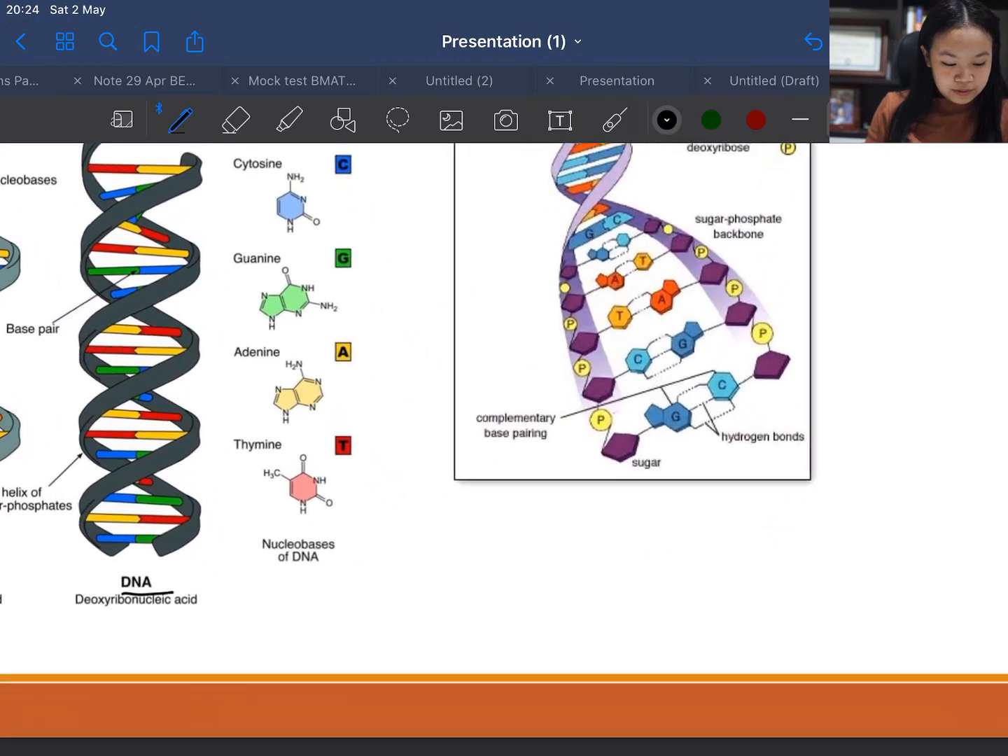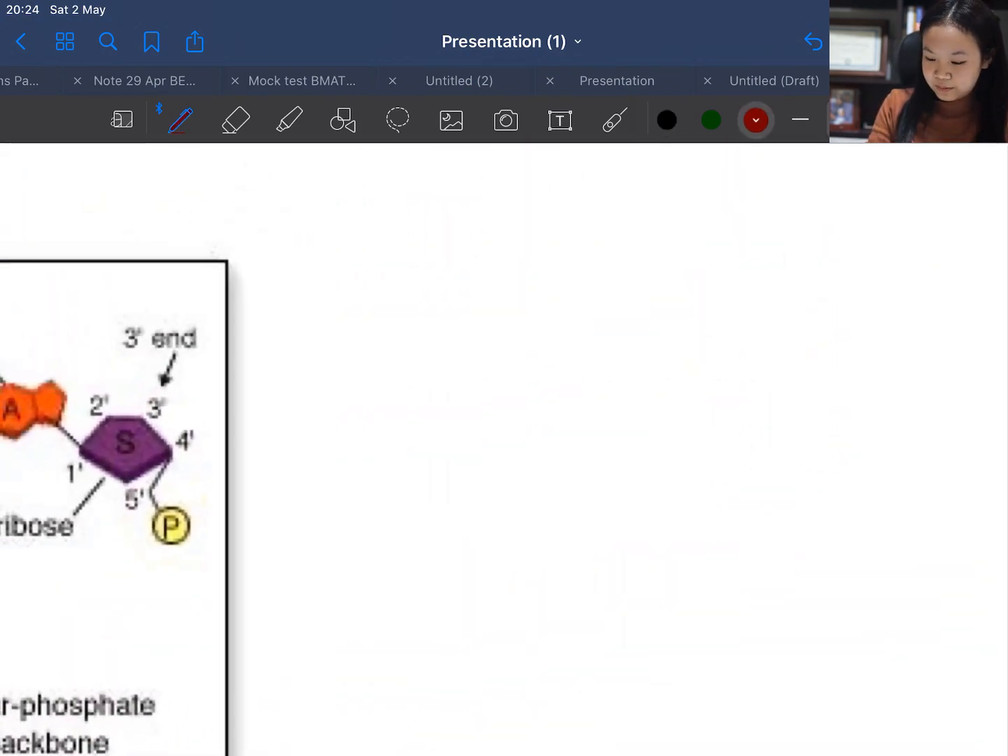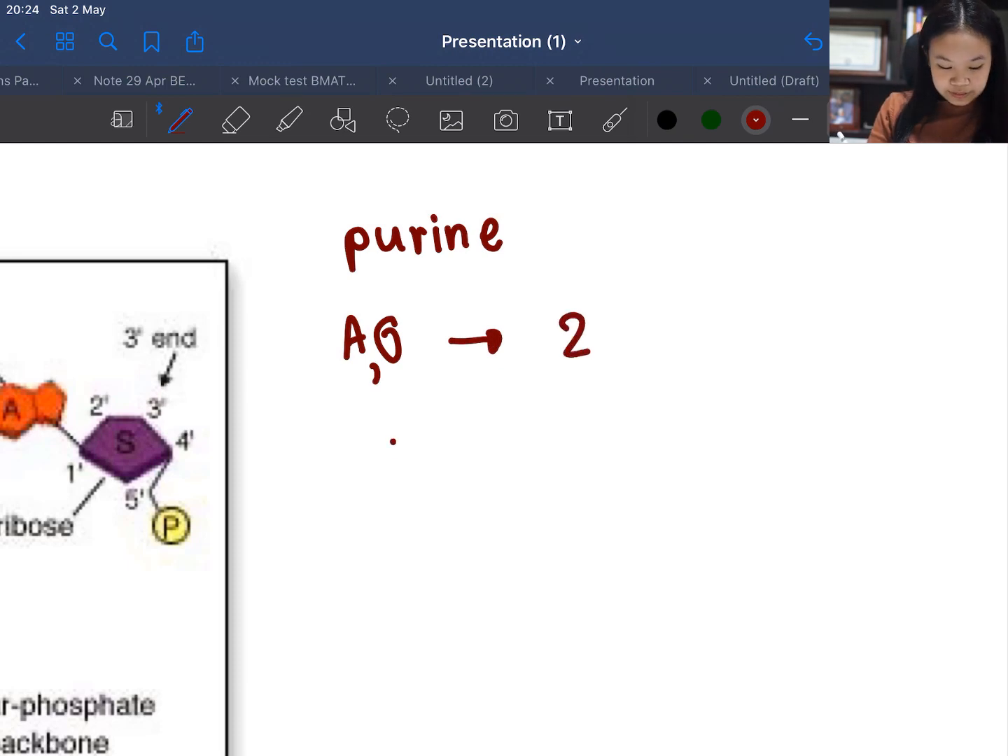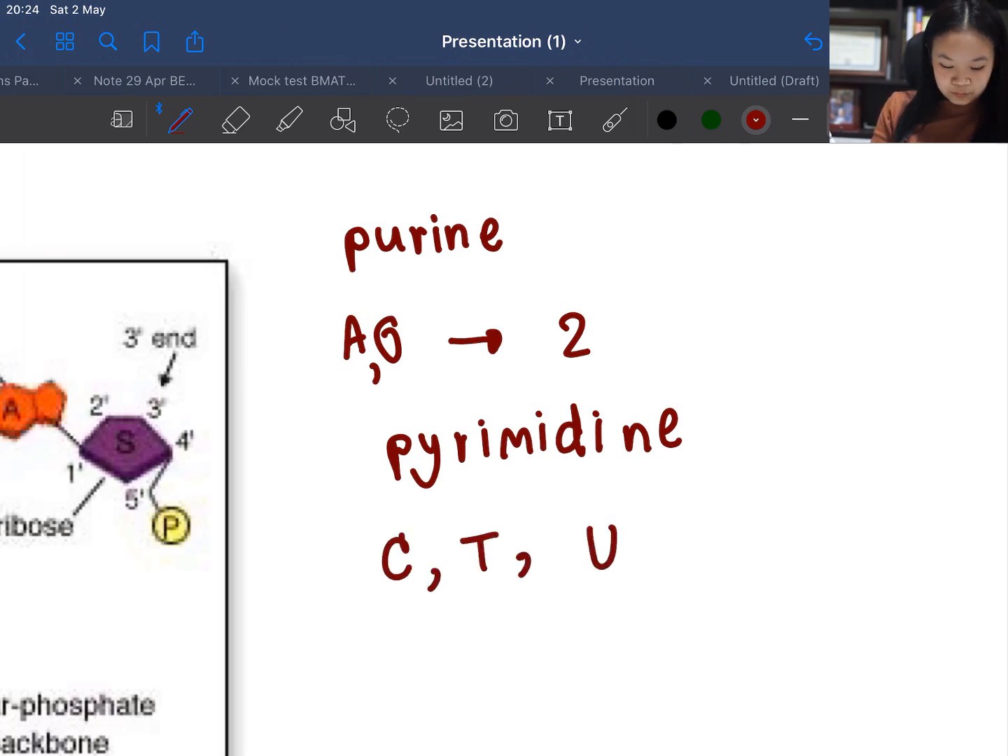Okay. I'm going to note it right here. There are two types: purine and pyrimidine. Purine, P-U-R-I-N-E, is A and G. Purine, A and G, has two rings. Well, another one is pyrimidine. Pyrimidine is C, T, and U, which has only one ring.